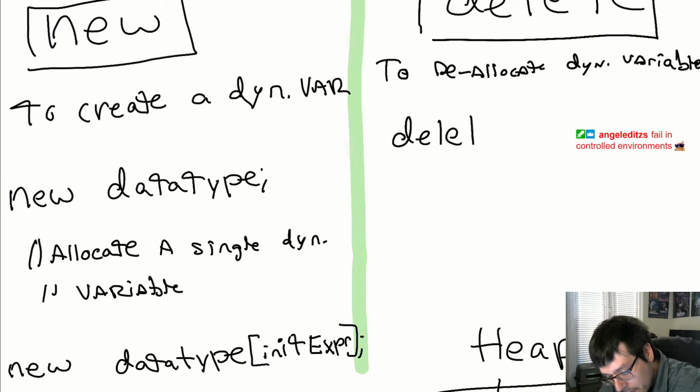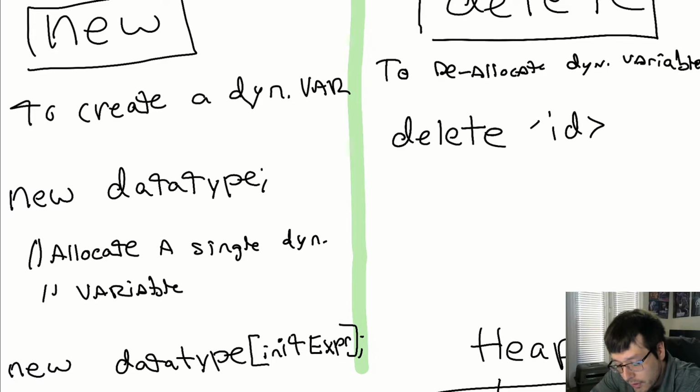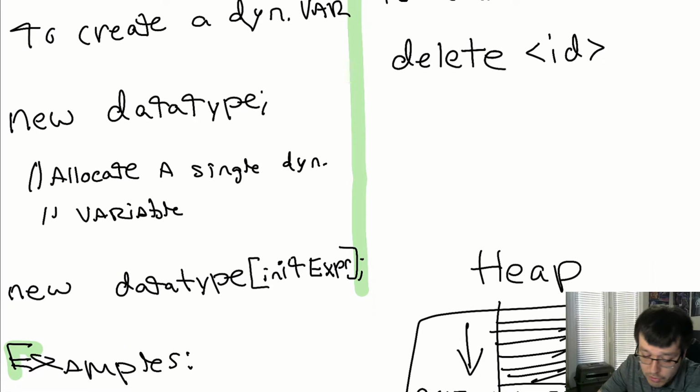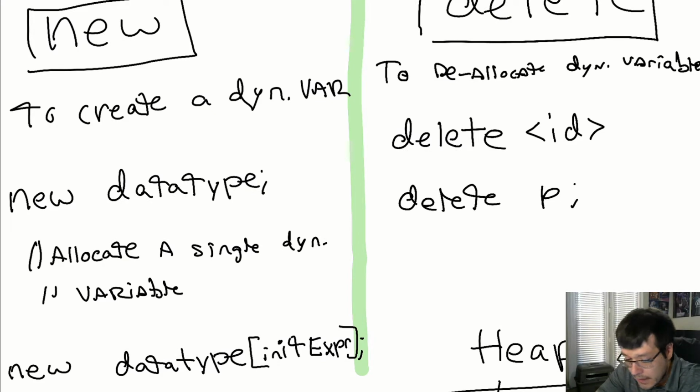Okay, so the way you use the delete keyword and operator is pretty straightforward also. You call delete and then you put the identifier of what you're trying to delete. So for example, if you were trying to delete the pointer P, you just say delete P, like that. And that's just going to deallocate a single dynamic variable.